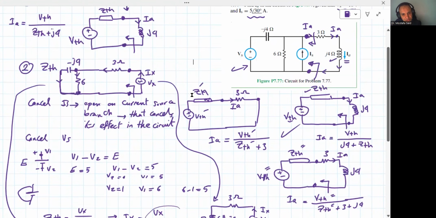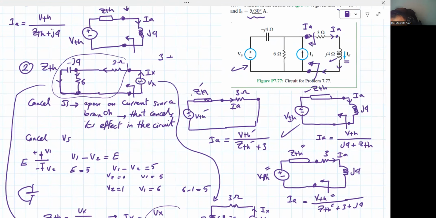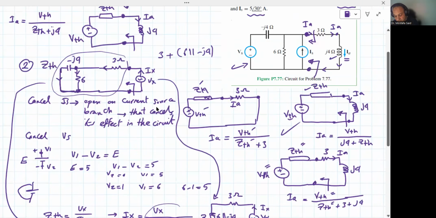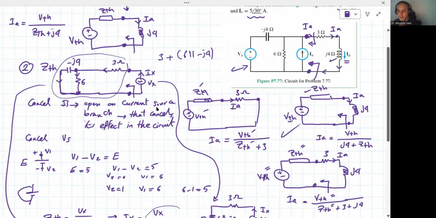You might not find this a lot in textbooks, and your way to do it might be to look here and define the equivalent circuit. The equivalent circuit is 3 plus 6 in parallel with minus j4. That's basically what we did. Look, the Thevenin is 3 plus 6 parallel minus j4. But I put the Ix and Vx because this is the most general way to do it.